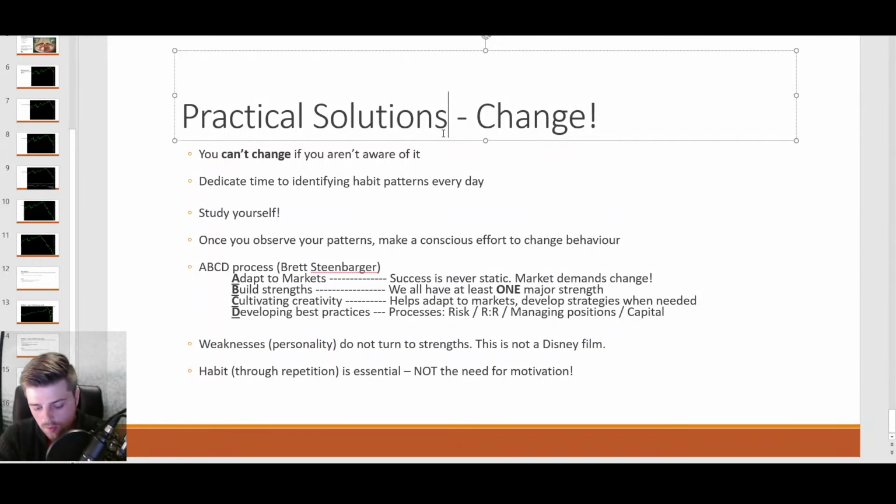And the single best thing I've ever read when it comes to changing and, I guess, practical solutions to changing your psychological behavior is by Brett Steenbarger. He's a world-renowned psychologist for traders, for hedge fund managers. People literally executing hundreds of millions of dollars at the click of a mouse. Now, the only thing that I've really taken away from any book on psychology is the ABCD process. And that's adapting to the market.